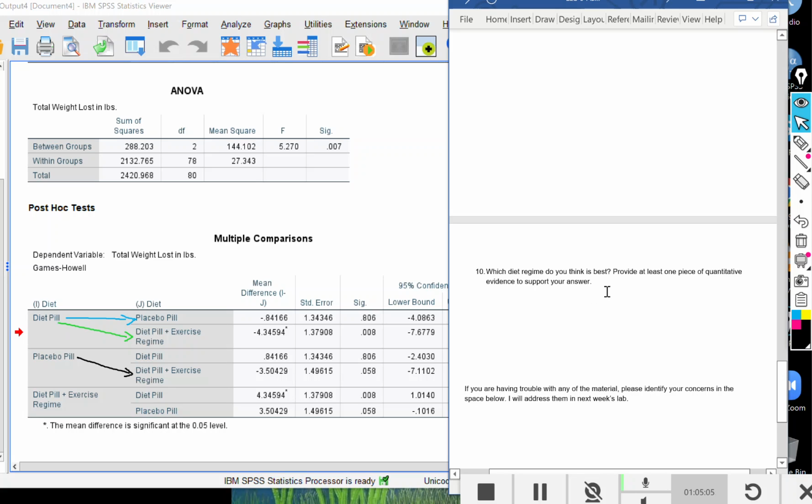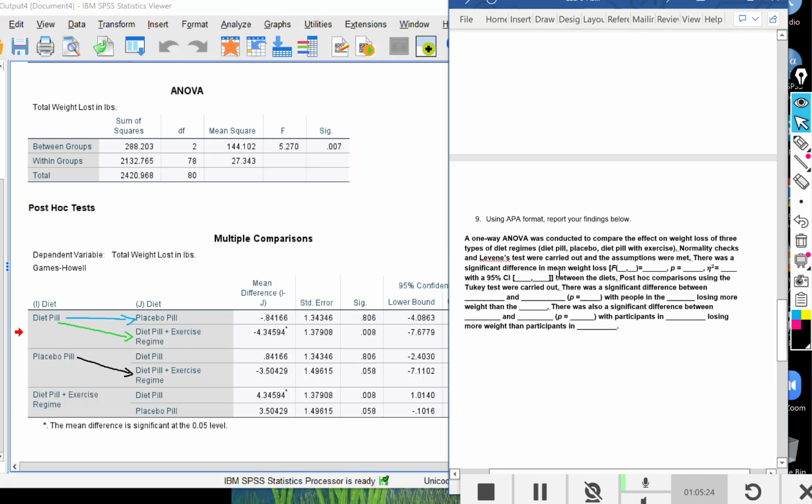So if you're talking about a significant p-value, then that's one piece of quantitative evidence, but that may not be enough, because is that difference meaningful? Then you need an effect size that maybe is large, or maybe a medium-sized effect size would suffice as well. Let's look at this part right here.